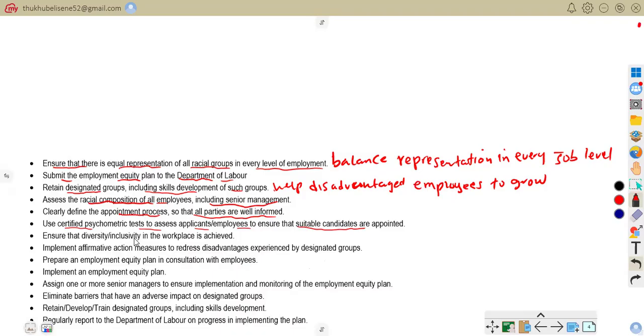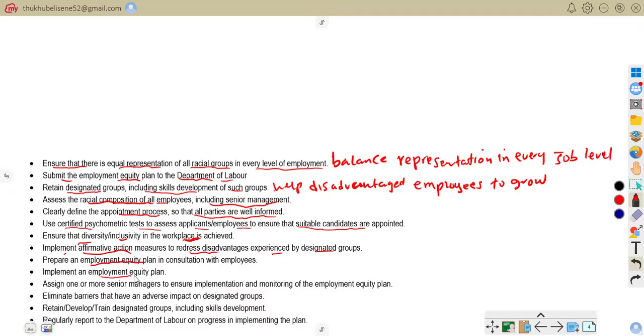Ensure that diversity and inclusivity in the workplace is achieved. So make sure that all groups feel welcome and represented. Implement affirmative action measures to redress disadvantage experienced by designated groups. So here it means that you give opportunities to groups disadvantaged by past discrimination. Prepare the employment equity plan in consultation with employees. So here, employees must be involved in planning.